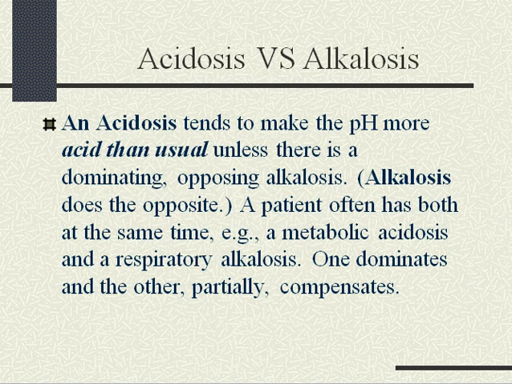Okay, and that would be the opposing alkalosis. Don't even think of it that way. That's going to blow your mind. Okay, so you think of it as a compensation, or quite often you'll hear it clinically as a compensatory mechanism. So a patient often has both at the same time: metabolic acidosis and respiratory compensation or alkalosis. If they have a metabolic acidosis, they're acidic, so they'll do deep breathing and try to get rid of that CO2. One dominates, that's the one we have some sort of problem with, and the other will partially compensate.